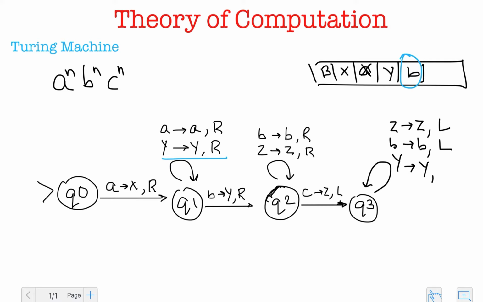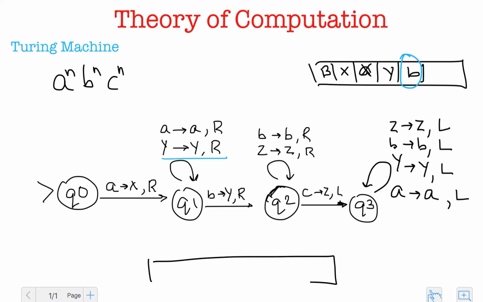So change a Y to a Y itself, move to the left. And if you encounter an A as well, just keep the A as an A and move to the left. So this is what I'm doing. This is what I'm staying at Q3 for. So that what happens is the following.